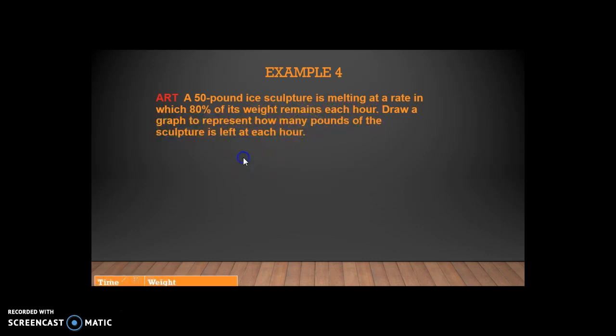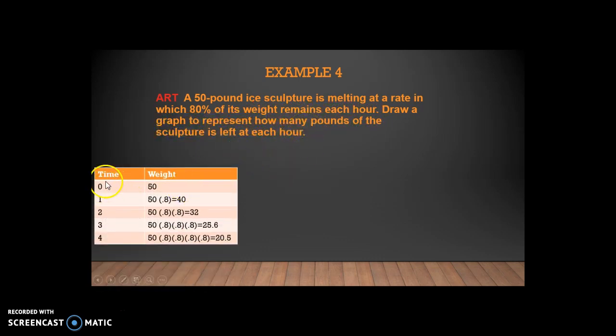All right, so I kind of set up a table here, and if we think of it this way, at time 0, this is really our first term, time 0 being our initial weight of 50 pounds, right? That's our A1 value essentially. And then after 1 hour, we're going to multiply that 50 by 0.8 to get 40 pounds. 50 times 0.8 is 40 pounds. Now, after 2 hours, we're saying this 50 times 0.8, which was 40, right? If we multiply it by 0.8 again, we get to 32.